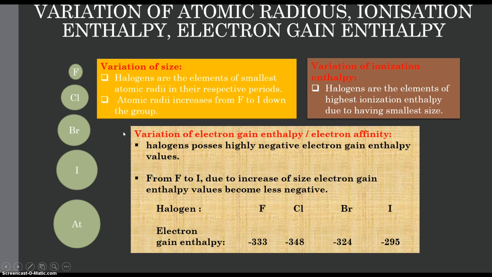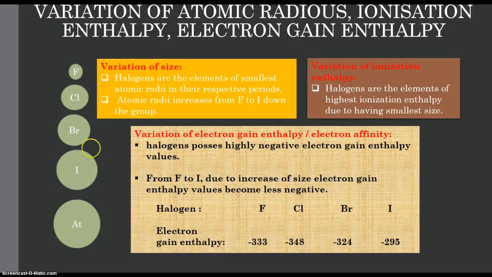Now the most important property for the group 17 elements that we have to look at is the variation of electron gain enthalpy, or the variation of electron affinity. As we have already discussed, electron gain enthalpy or electron affinity values are generally negative. Why they are negative, I have already discussed in previous videos, right?